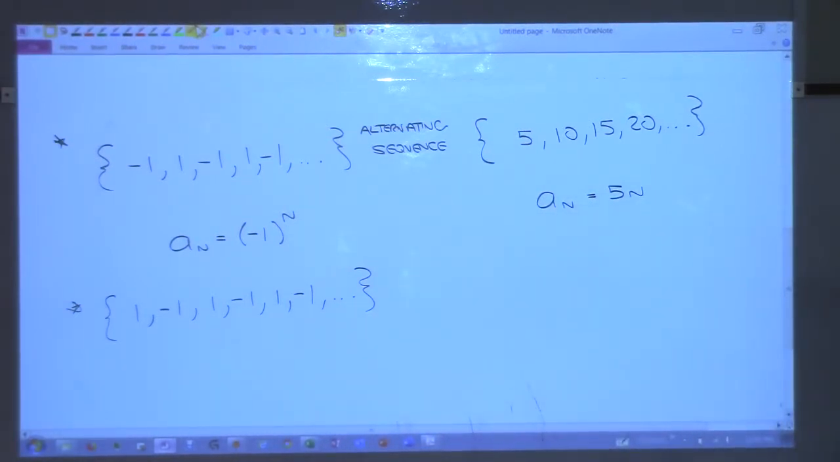Wait, that's the same example? No, it's not the same example, because it starts with +1 this time. So when you plug in 1, you have to get +1.